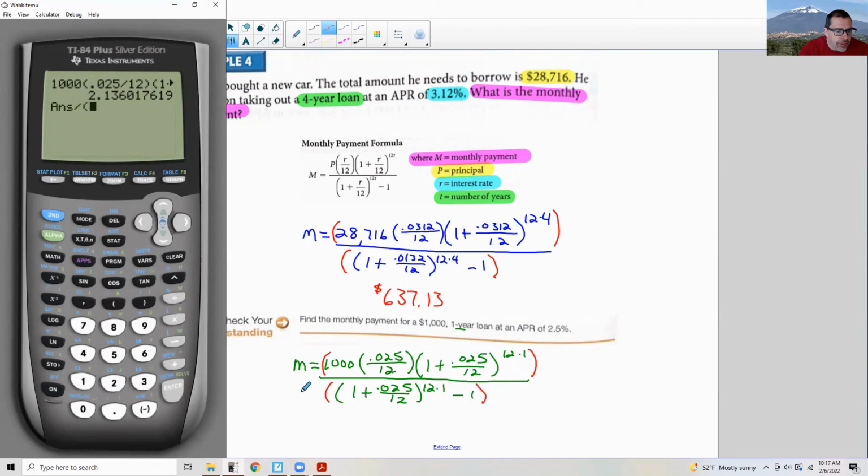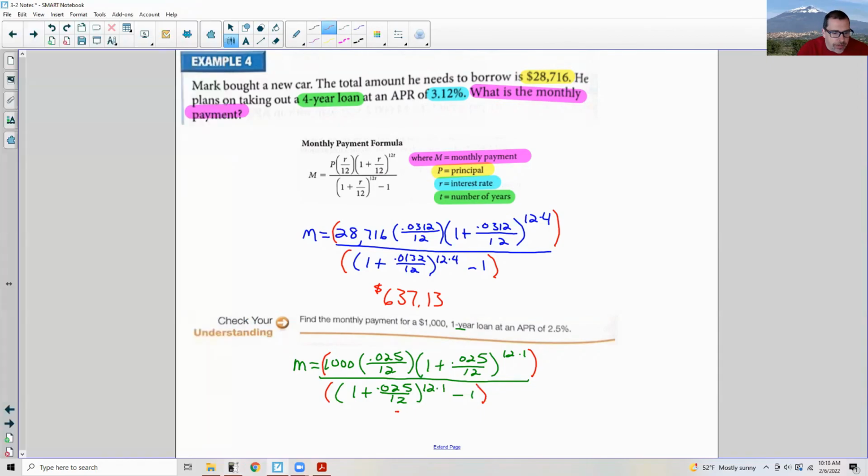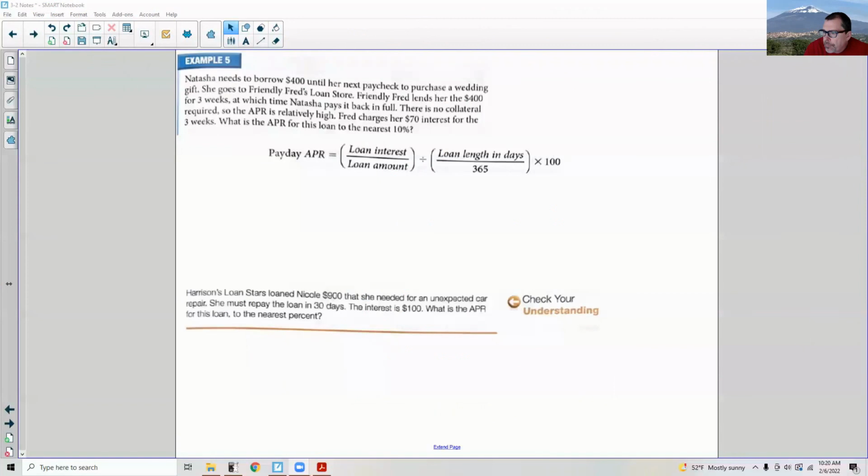I need a parentheses here. That's the red one. Another parentheses, 1 plus 0.025 divided by 12. Close the parentheses, to the power of 12 times 1, which is simply 12. Come out of that exponent, minus 1, close the parentheses, and hit enter. And I got $84.47 when I rounded. Okay, so $84.47 a month at 2.5% interest for 1 year, and that $1,000 will be paid back.